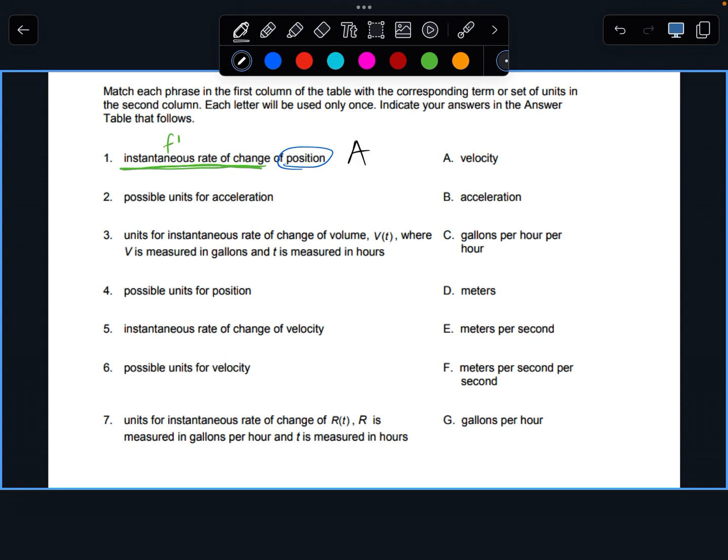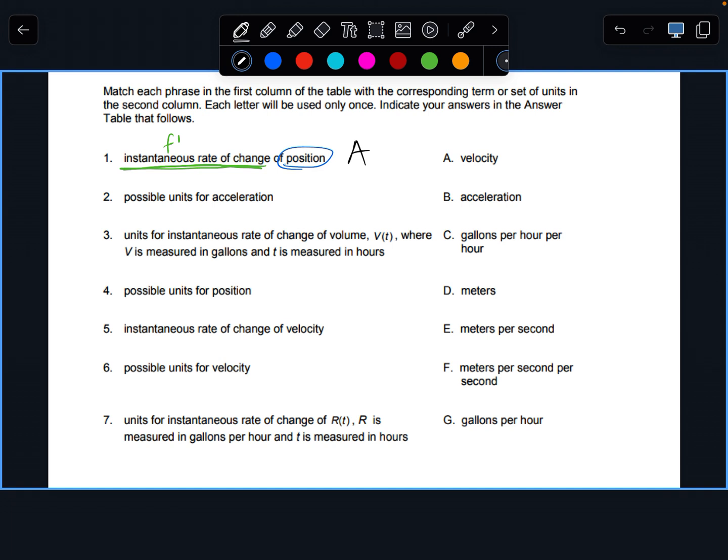A, velocity. Okay, so this is going to be a velocity. So instantaneous rate of change of a position is a velocity. Okay, possible units for acceleration. So think of acceleration: that's position, velocity, acceleration, right? So it goes meters, then meters per second because we're doing slope, and then this one would be like meters per second squared.